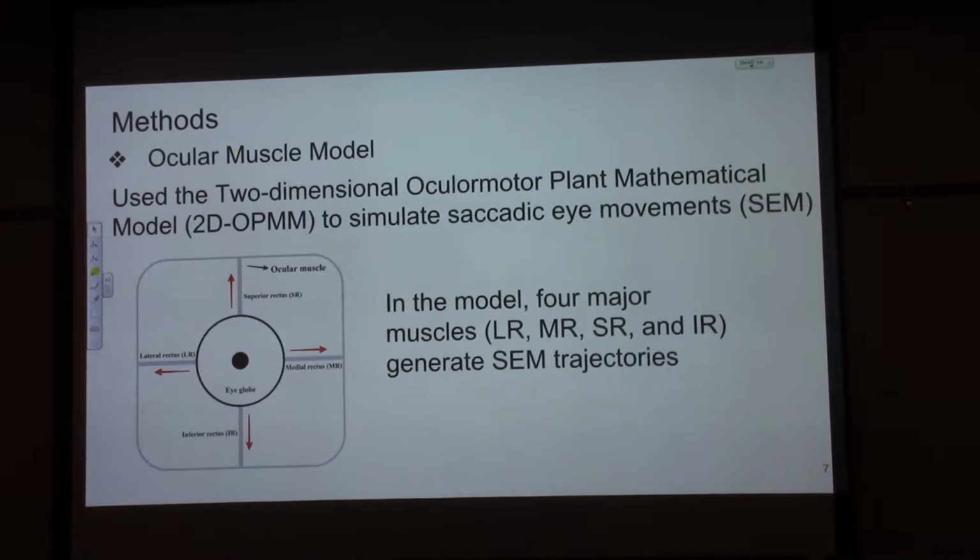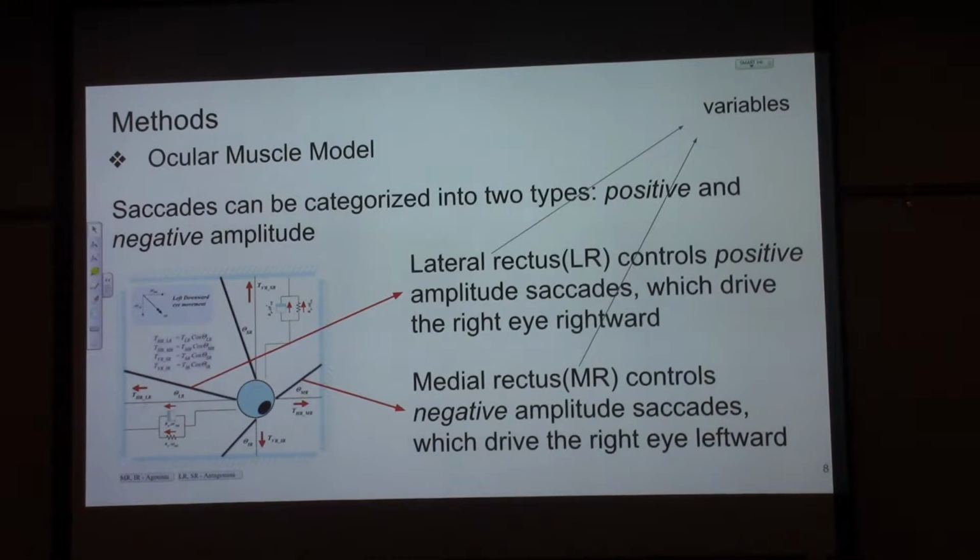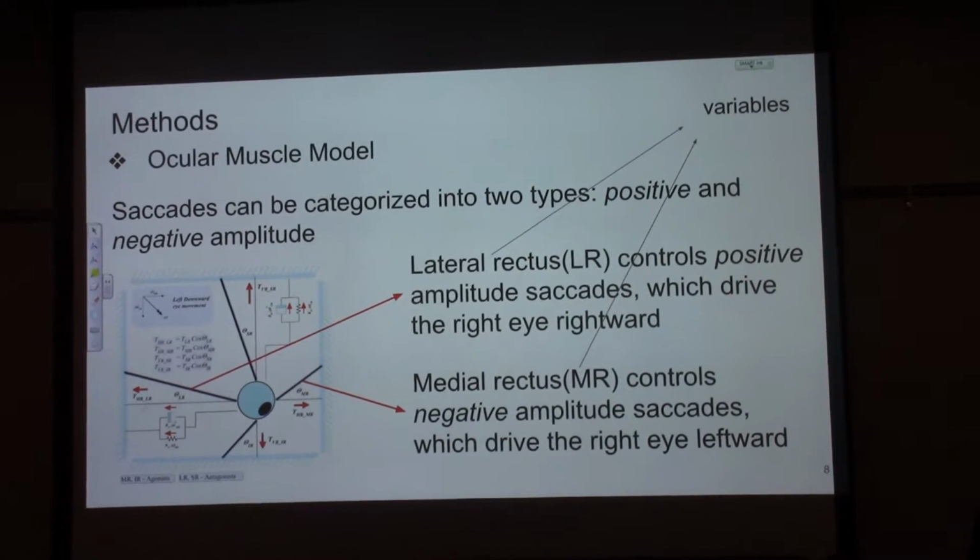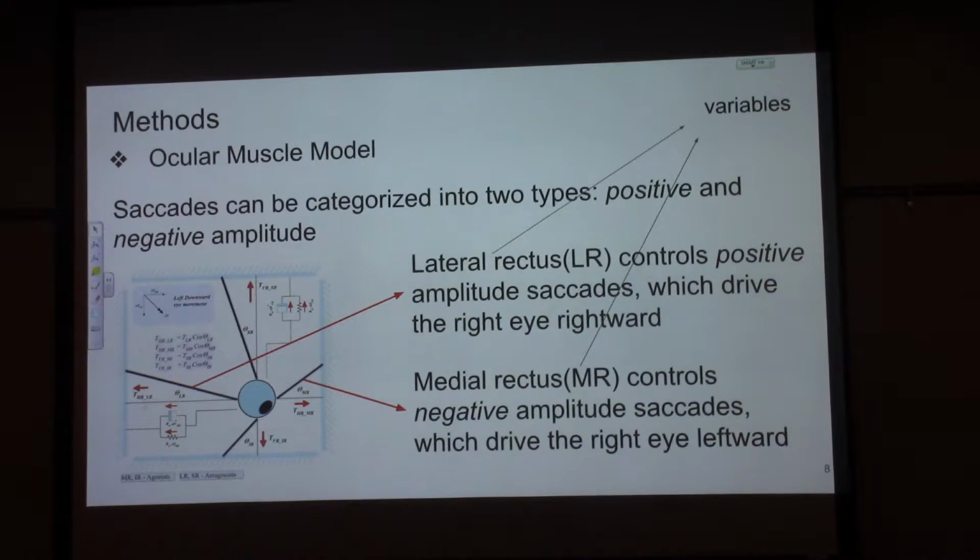Regarding the ocular muscle model, we used this model, and it basically has 4 artificial muscles, which are variables for the model to generate saccadic eye movement trajectories. Saccades can be categorized into two types, positive and negative. The positive one drives our eye rightward, controlled by the muscle named lateral rectus. The negative one drives our eye leftward, controlled by the muscle named medial rectus. These muscles are the variables for the model to generate our data.